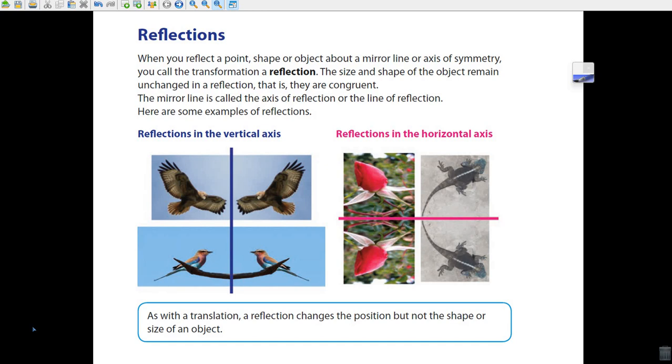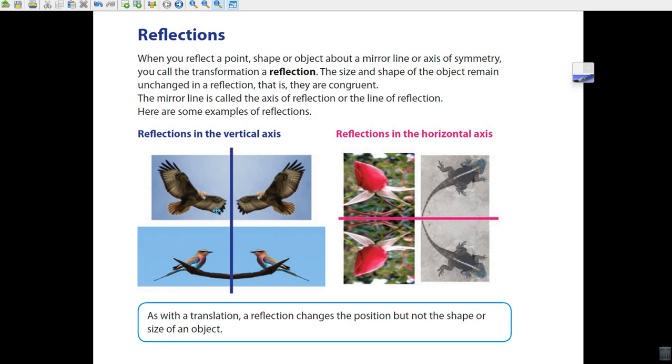Okay, we're going to talk about reflections. And gee, we see them all the time in the real world. Whenever we look in a mirror, we see ourselves looking back, and there's a reflection, and it's exactly ourselves. So we're the same shape and the same size, and we'd say that we're congruent.